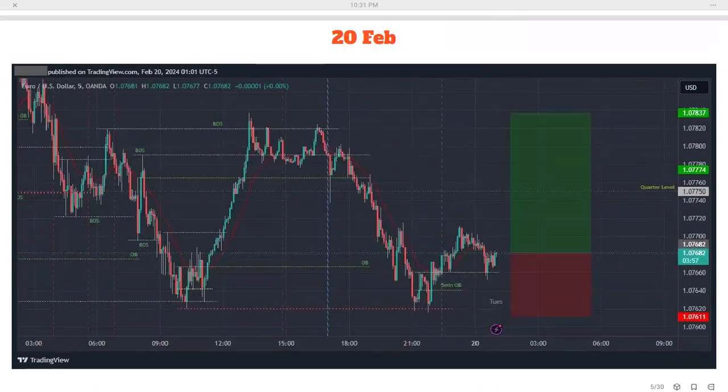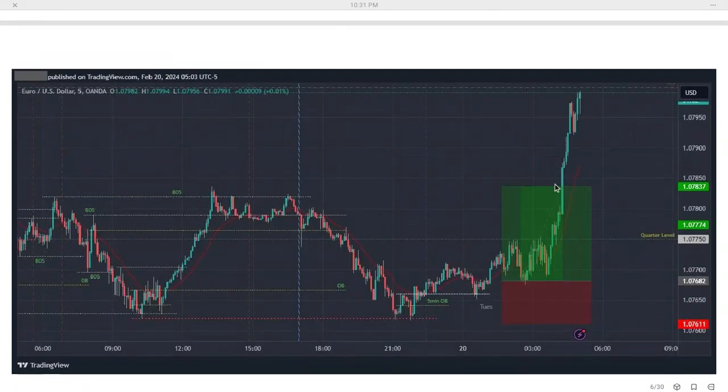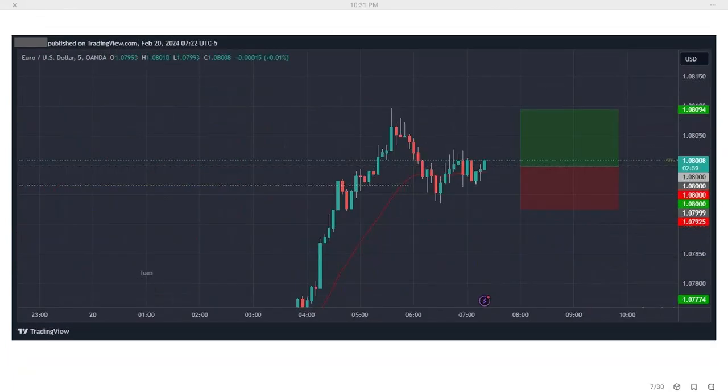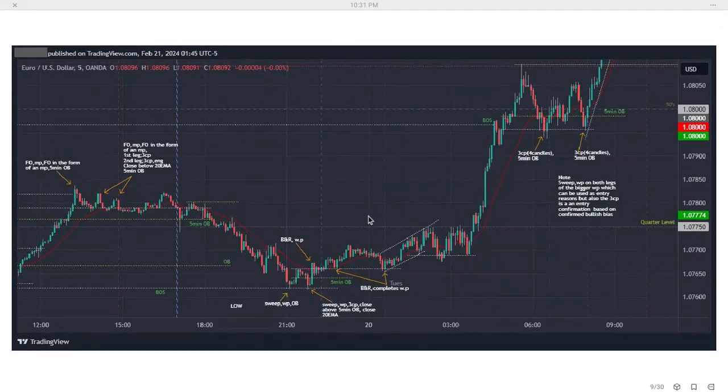Next up, we have the 20th of February buys. This is the before. This is the after, where price reaches take profit. Later on in the day, took some more buys. Price eventually reached take profit. I'm going to go through both these trades. First off is this one. This is just a wider view of the charts. This is the second trade that we took for buy.